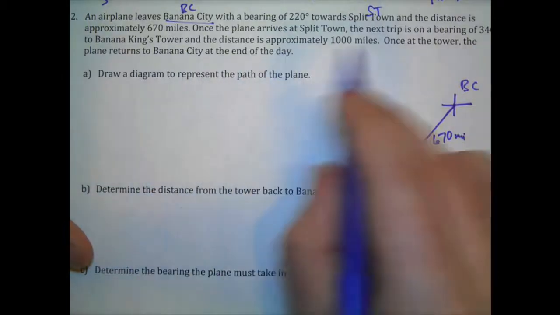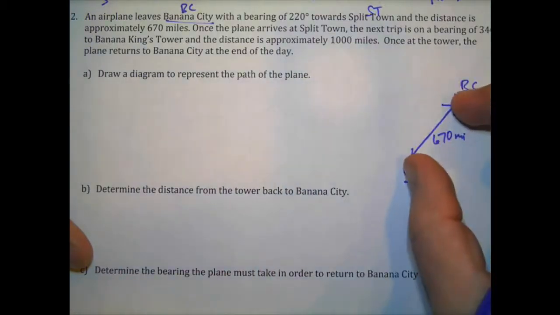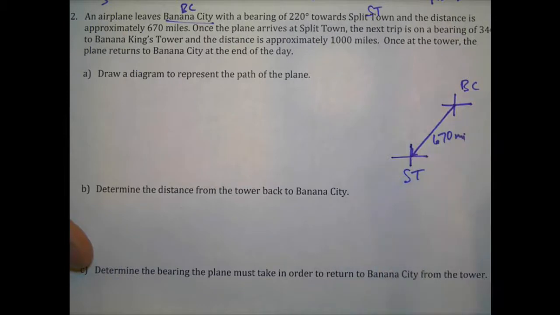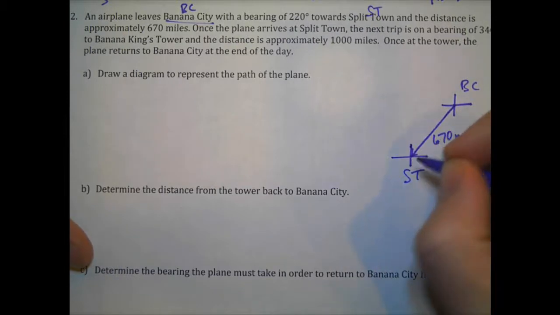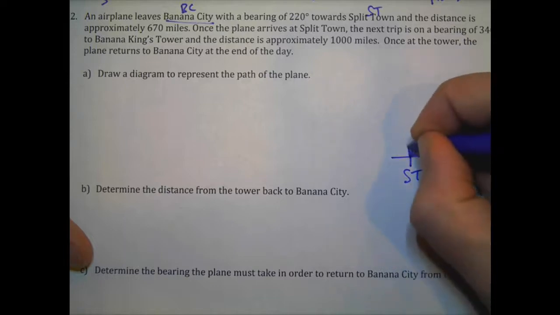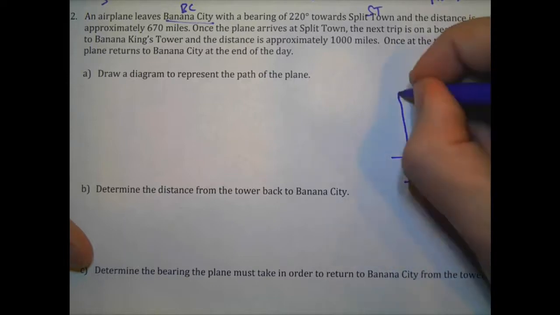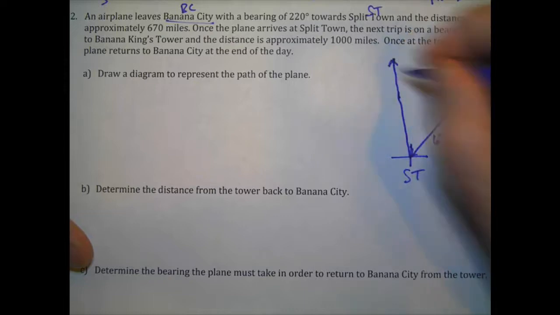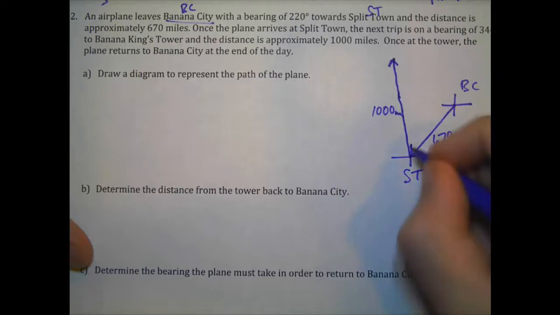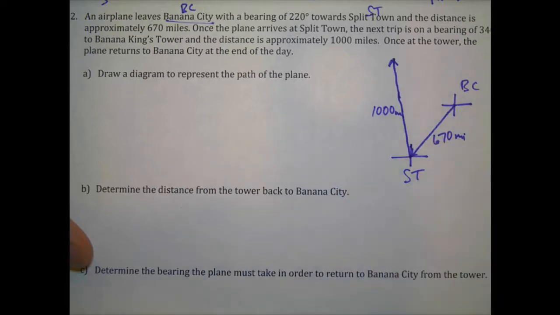At a distance of 1,000 miles. So it'll be a bigger distance than this. And from here, notice I'm drawing another bearing so that it's easier to figure out where my bearing is. From here, I'm going 340 degrees, which is almost 360, for 1,000 miles. So now I'm going up there for 1,000 miles at a bearing of 340 degrees.